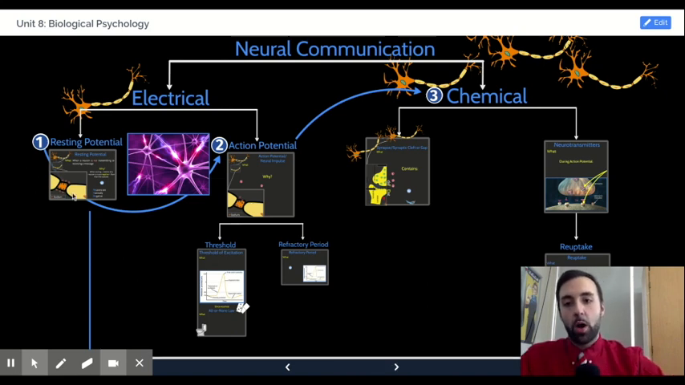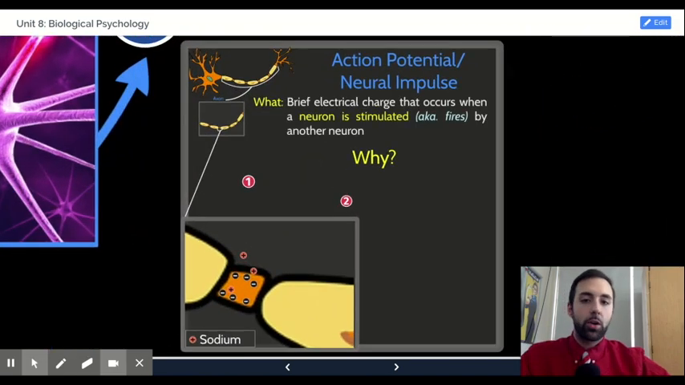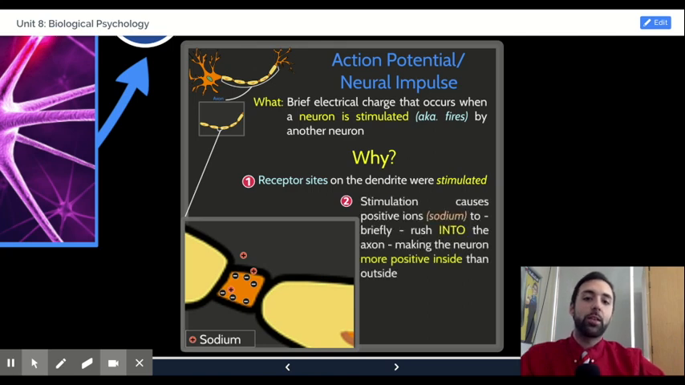So now we're going to shift from 1 to 2, and we're going to talk about what happens to a neuron when it is in fact stimulated, when it is in fact communicating with other neurons. When that occurs, we're no longer going to use the term resting potential. Instead, we're going to use the word action potential or neural impulse. Those two terms are synonyms of each other. They describe the same process. So action potential or neural impulse, it's the same thing.